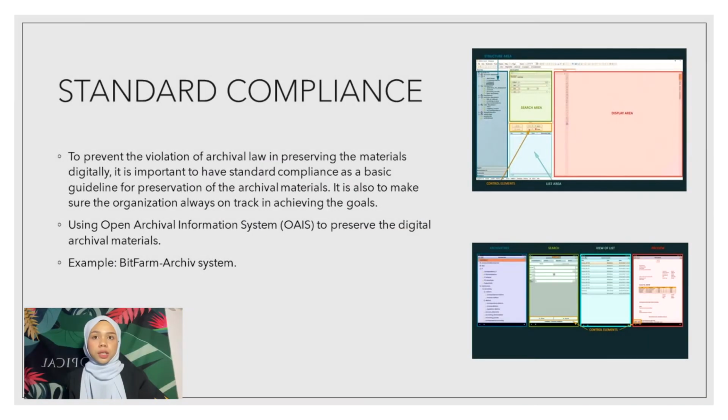In order to achieve the goals of digital archival preservation, it is important for the organization to comply with the standard compliance and standard practice of the digital archival preservation industry. The organization needs to comply with the standard between the material and its storage system. For example, the company or organization can use the Open Archival Information System from the current sector of the business to avoid and minimize any problem that could violate archival laws and standards.